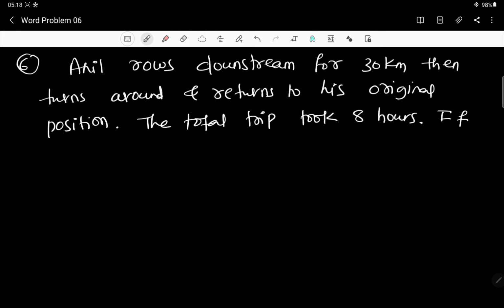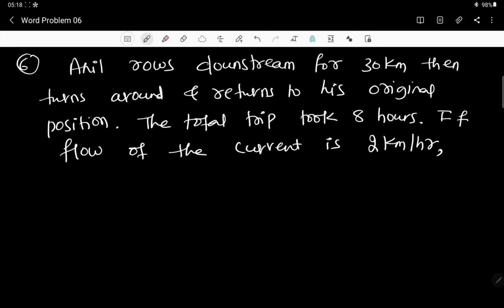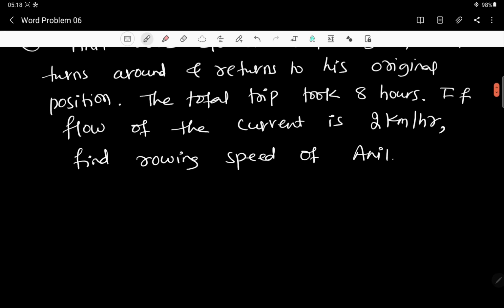If the flow of the current is 2 kilometer per hour, find the rowing speed of Anil. All right, try to understand this.